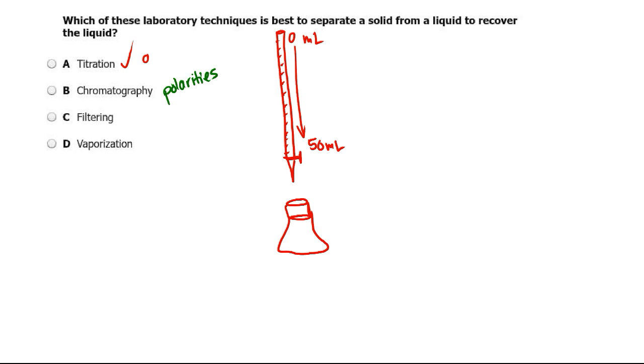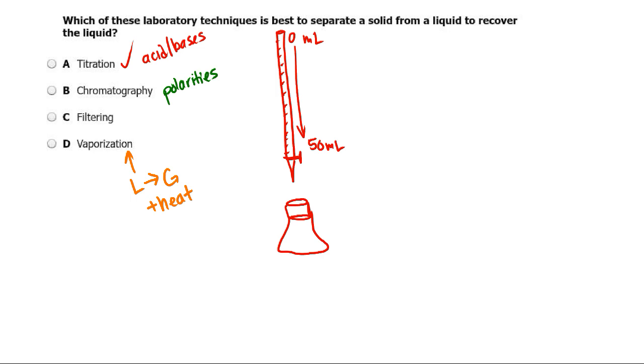Titration, you should think about acids and bases. Filtering versus vaporization. Vaporization is, as a reminder, when a liquid is turned to a gas using the addition of heat. Sometimes you can do it isothermally by changing the pressure. But vaporization is, for example, how distilled water is made.